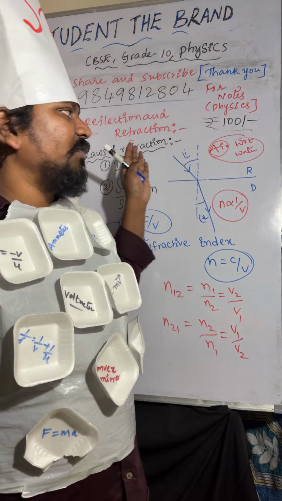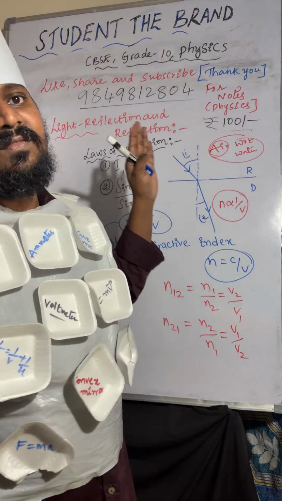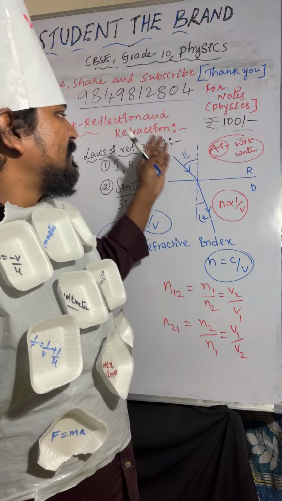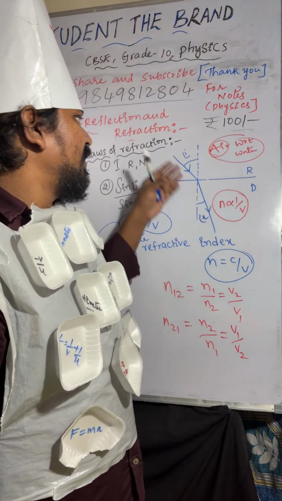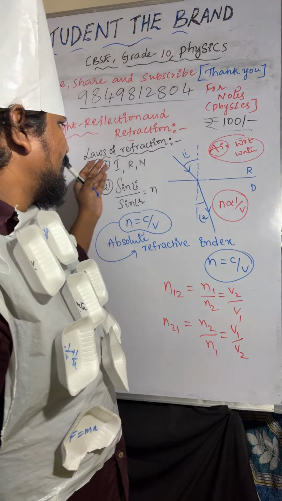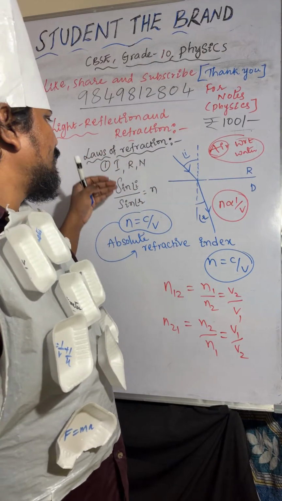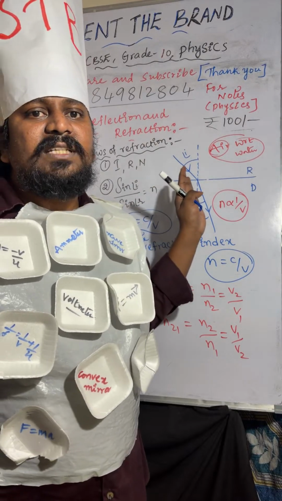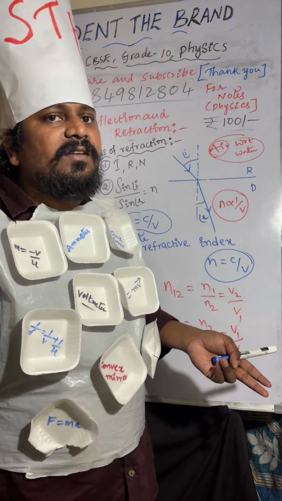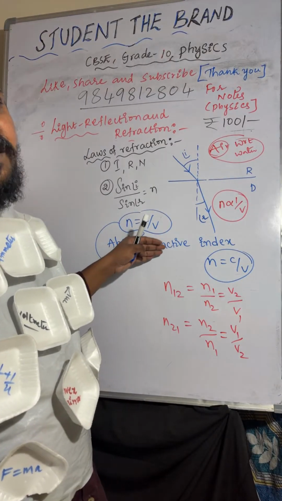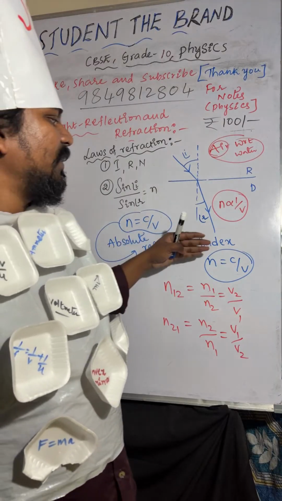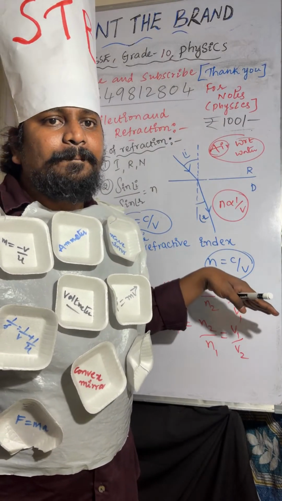So this is about absolute refractive index and relative refractive index, and the law of refraction. The law of refraction is also known as Snell's law. That is nothing but: incident ray, refracted ray, and normal line lie on the same plane, and the ratio of sine of angle of incidence to sine of angle of refraction is equal to a constant. That is nothing but refractive index. There are two types of refractive index: absolute refractive index and relative refractive index. Absolute refractive index is nothing but speed of light in vacuum by speed of light in medium.